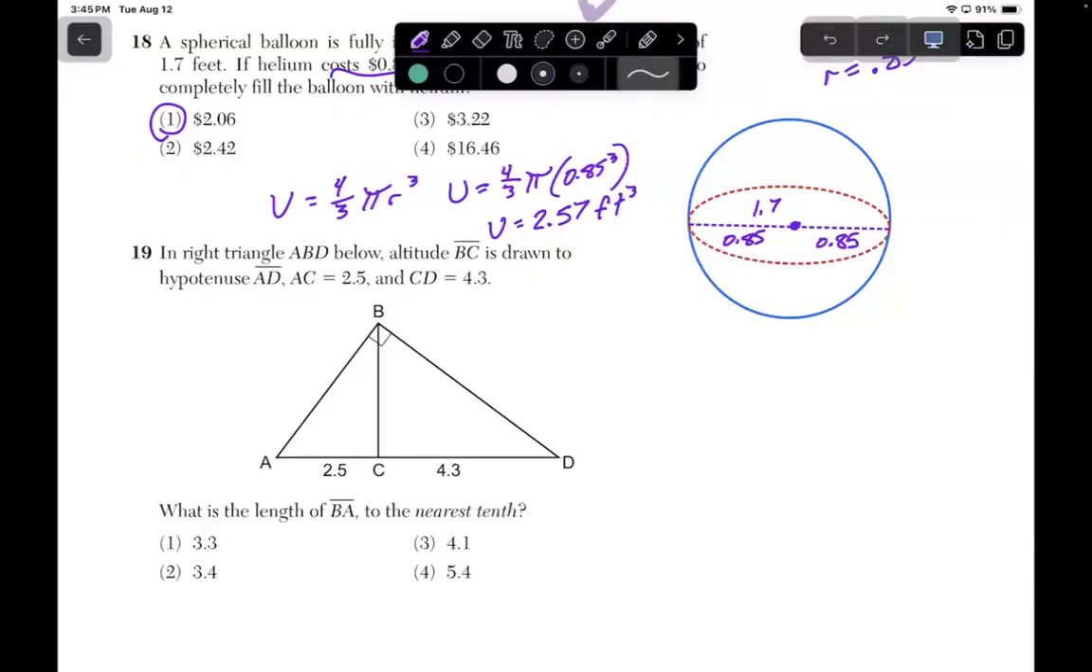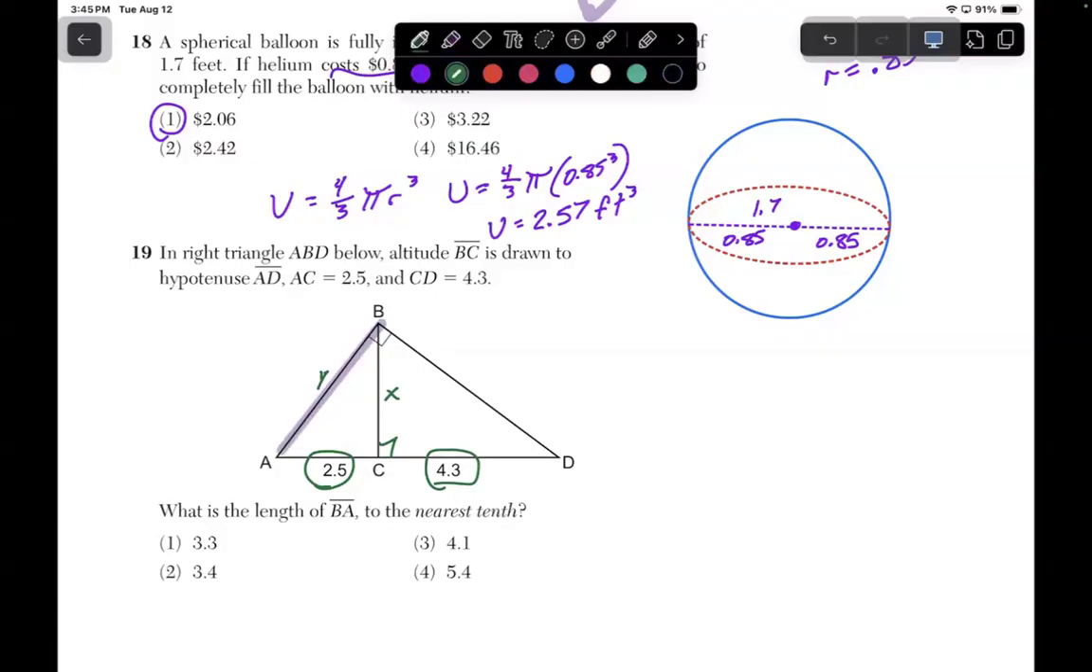If you ever see this setup for a right triangle question where they give you the left and the right, you can always find the height. I'll call it X. Right triangle ABD below, AC is 2.5. What is the length of BA? So I'm looking for BA. This is the thing I'm looking for.